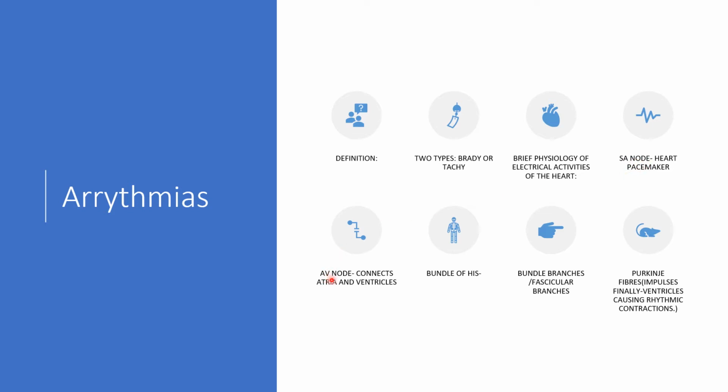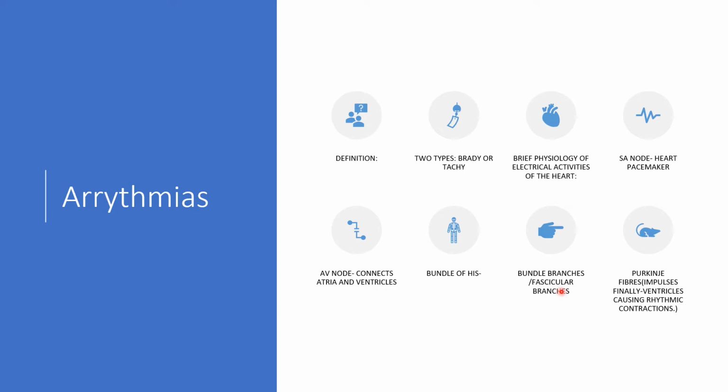The impulse will be passed to the AV node. The AV node will connect the true atria, that is right atrium and left atrium, to the ventricles with the help of the bundle of His. The bundle of His cannot reach the ventricle by just one route. It will divide into the right bundle branch going to the right ventricle and the left bundle branch going to the left ventricle. And that will also connect the respective branches.